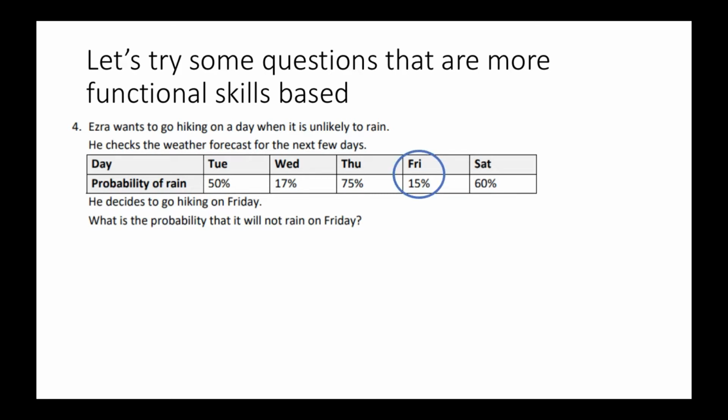Well, the probability that it will rain on Friday is 15%. Probability of rain, Friday, 15%. So, the probability that it won't rain on Friday is 100% take away 15, which is 85%. And that's your answer for that one.